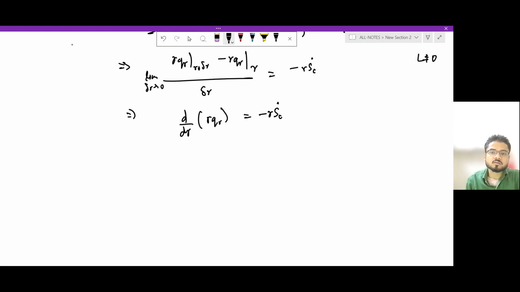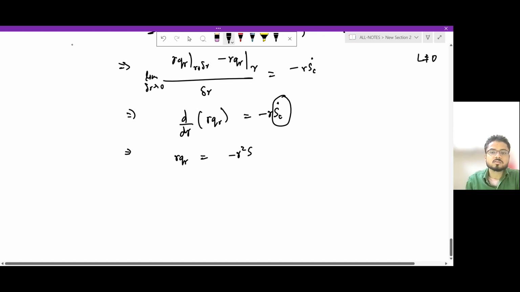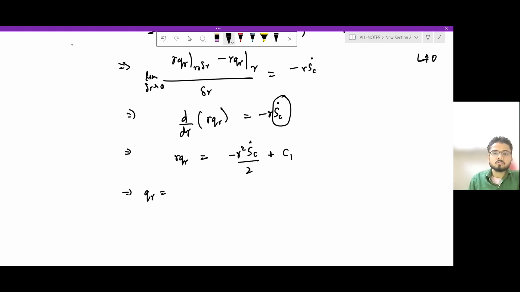And the final thing that could be written as d by dr of r Q_r, or we could just solve it. Since S_c dot is constant, you could write it as r Q_r would be equal to minus r squared S_c dot by 2 plus C1, some constant. Divided further by 2 plus C1 over r.